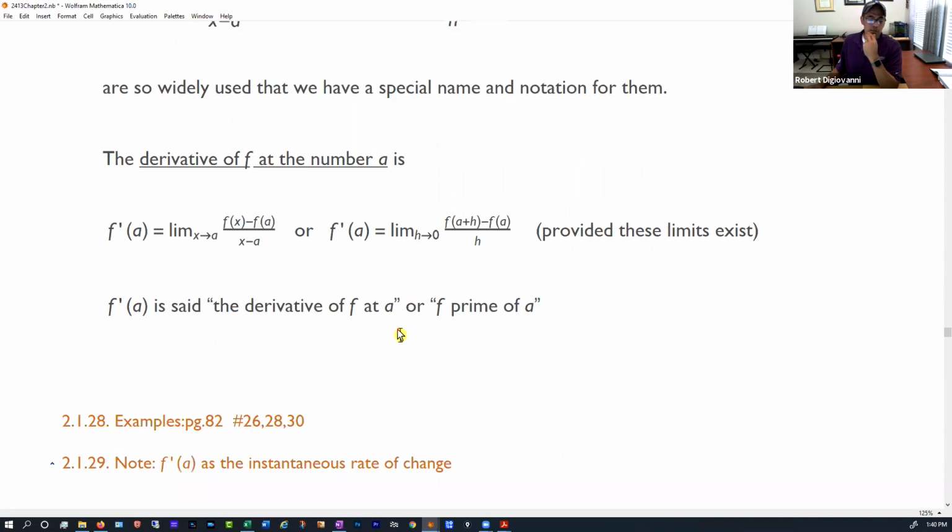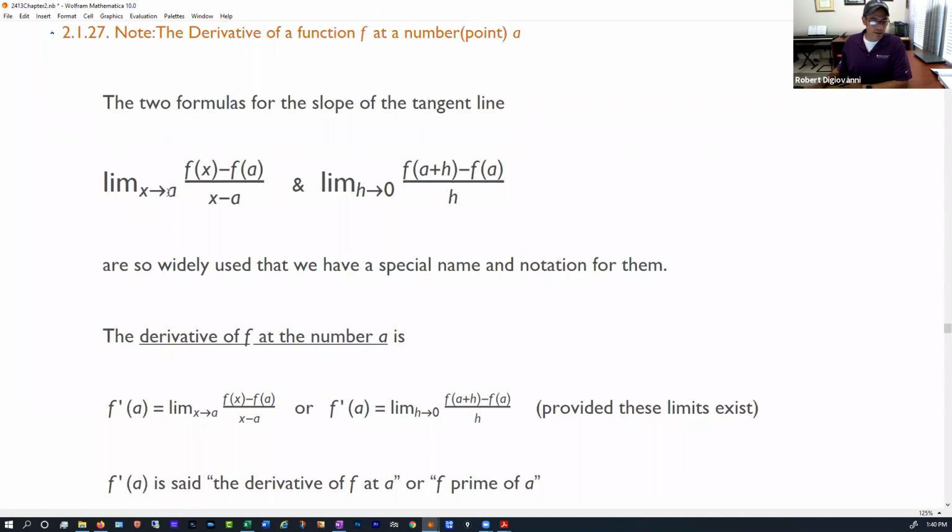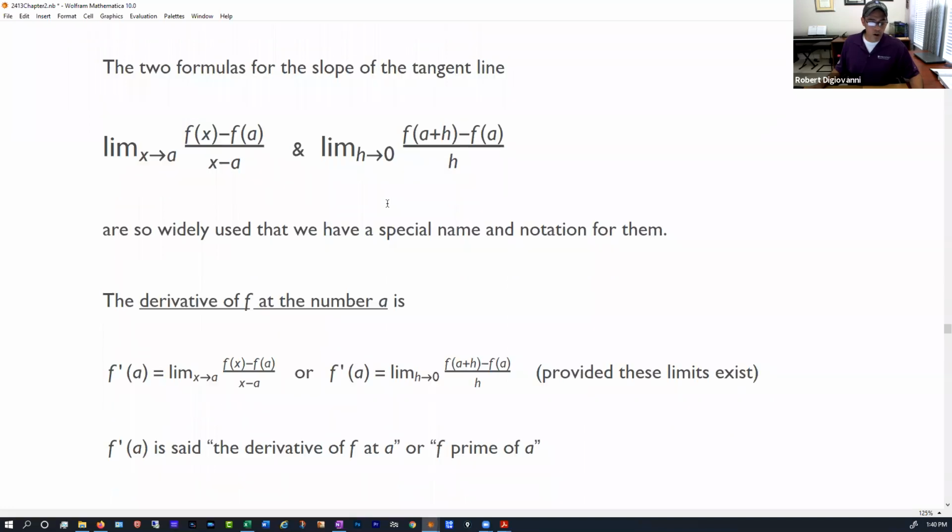Okay. Now, these two new limits that we have defined over the last two classes give you the same answer, all right? But they are so important in this class and in future calculus classes that we have a special name for it. We call it the derivative of the function.